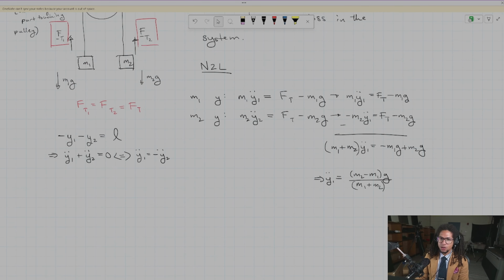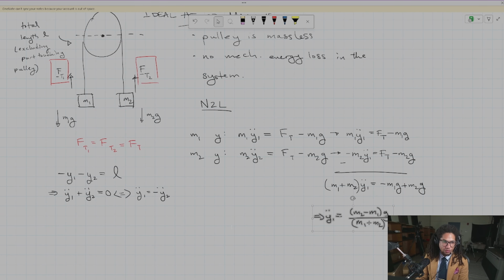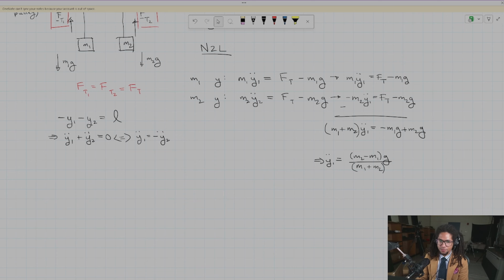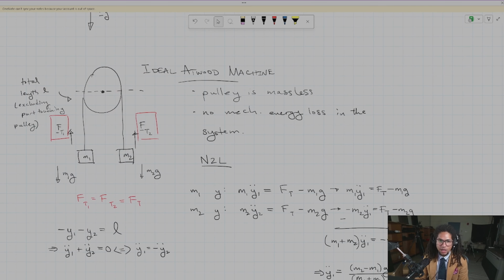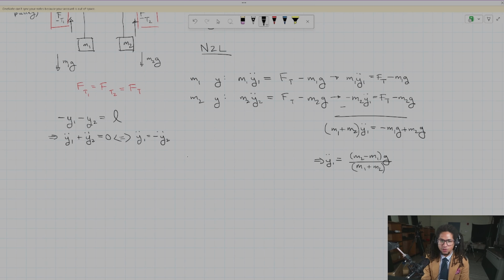So we know we can do this in terms of forces, at least get to this ODE. Can we do it in terms of energy? Well, it seems like we shouldn't be able to, because in addition to the conservative forces of gravity on the two masses, we have this non-conservative force of tension. So how do we deal with the non-conservative force of tension?